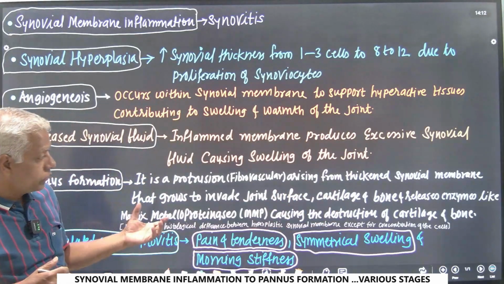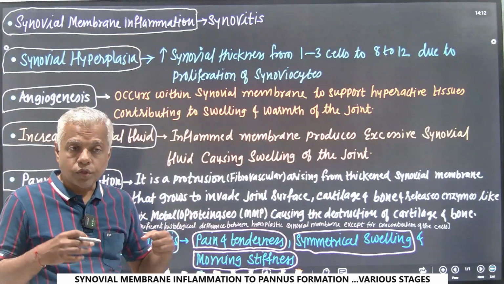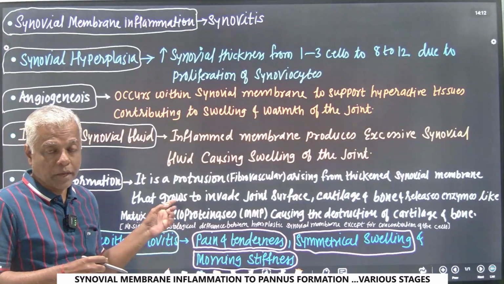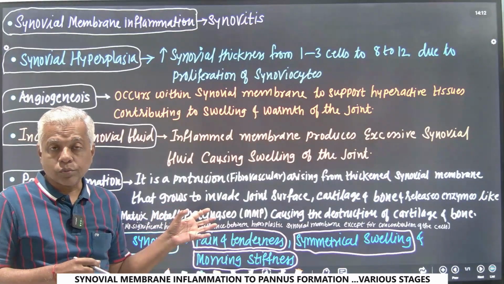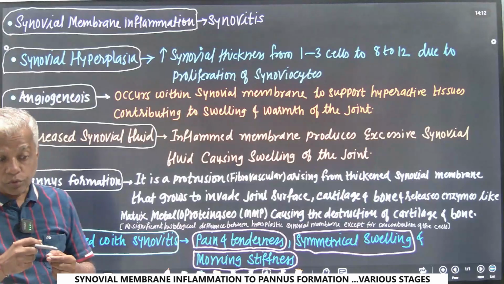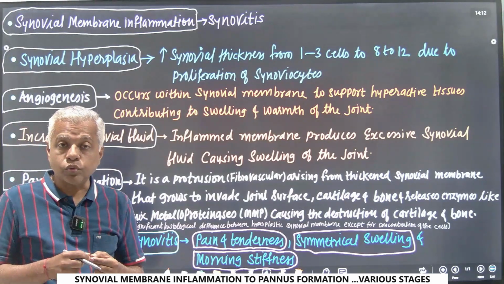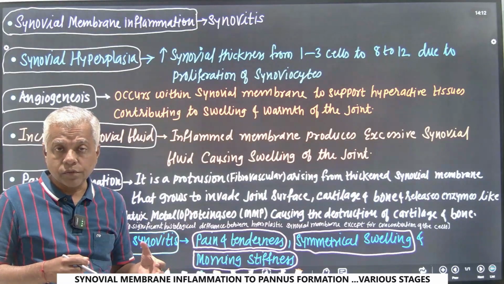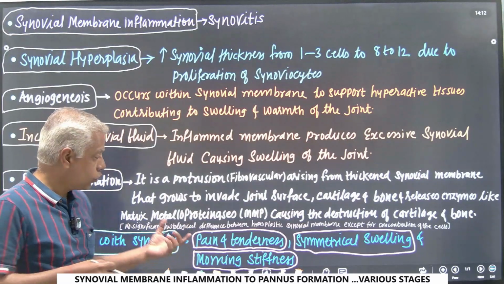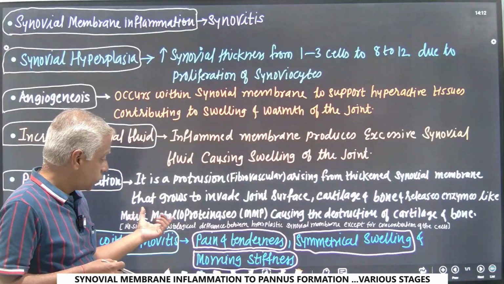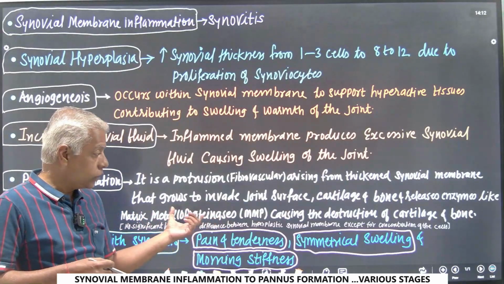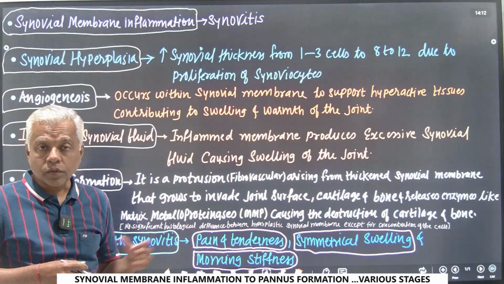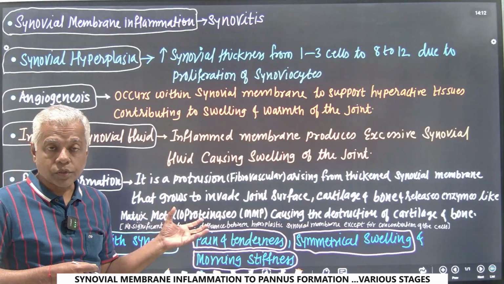Now when we say invading, it means the PANNUS, a protrusion from the synovial membrane, is coming in physical contact with the cartilage and bone. This PANNUS is rich in fibroblasts, and we know this fibroblast secretes matrix metalloproteinases. This enzyme is very important for the destruction of the cartilage and bone; it causes the destruction of the cartilage and the bone.